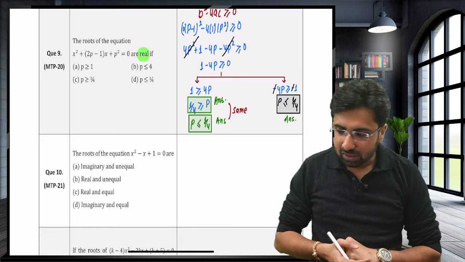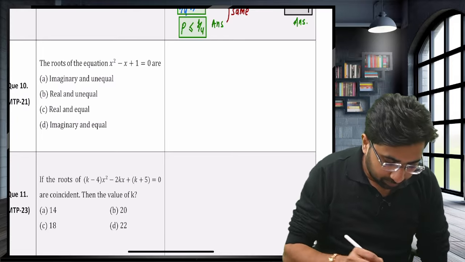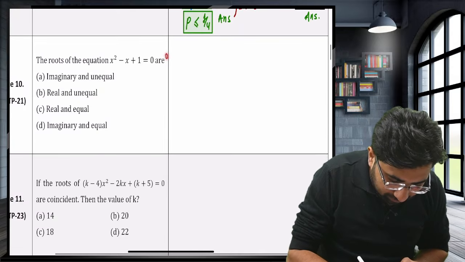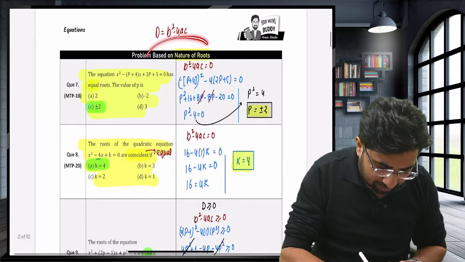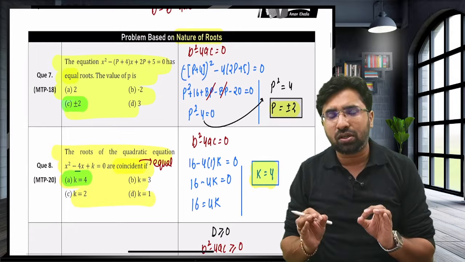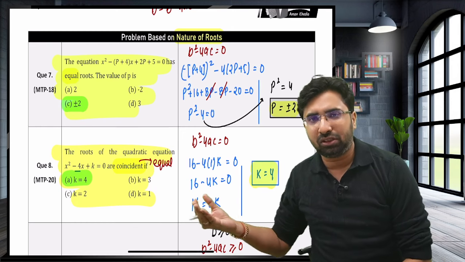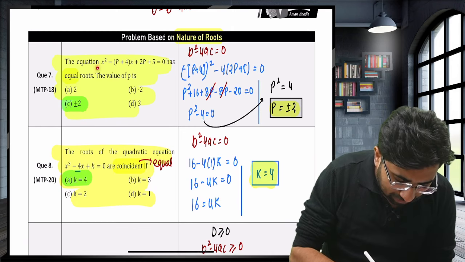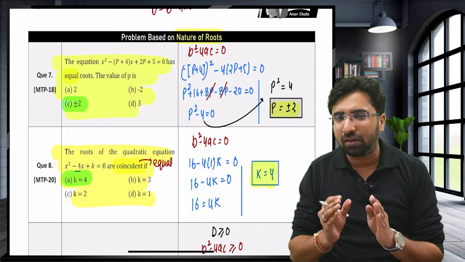Guys, now let's move forward. Now, let's look at the next question. We are discussing the questions on the nature of the roots. On the nature of the roots, only two things are possible. Either they will ask what is the nature of the roots, or they will plant a variable in the place of a, b, c, and they will ask the value of that missing variable.